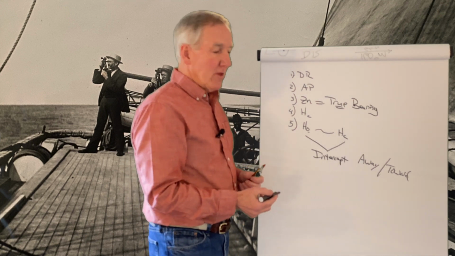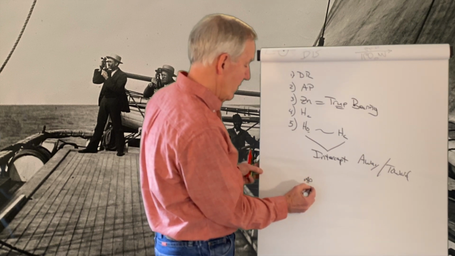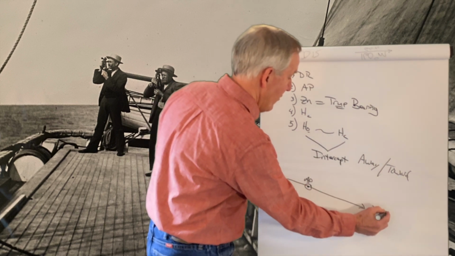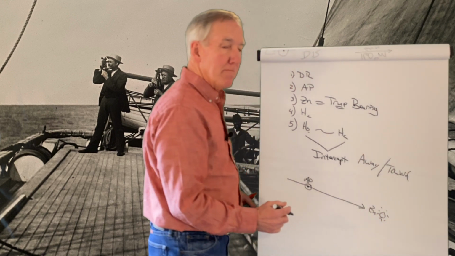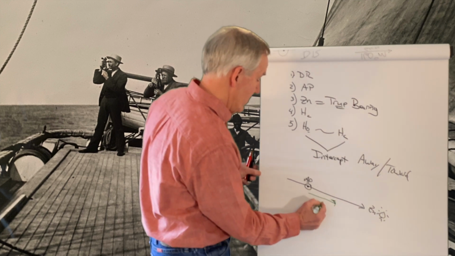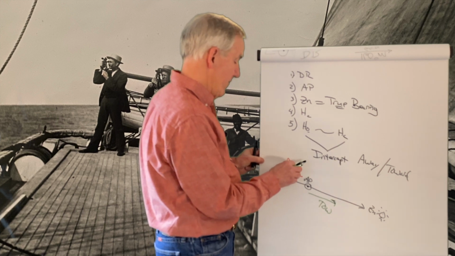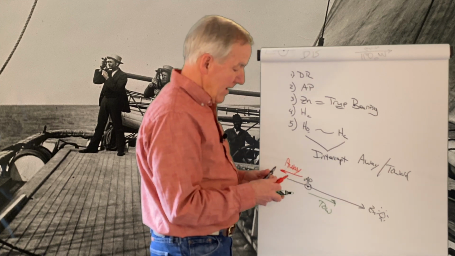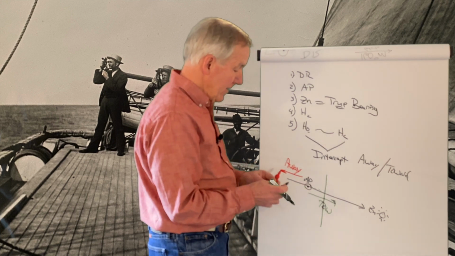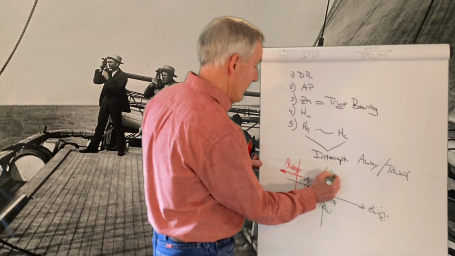Once we do that, very simply, we're going to plot our assumed position. We're going to draw a ZN that points to the body, and we're going to move either towards or away, and at one of those points we'll draw a perpendicular line, which will be our line of position.